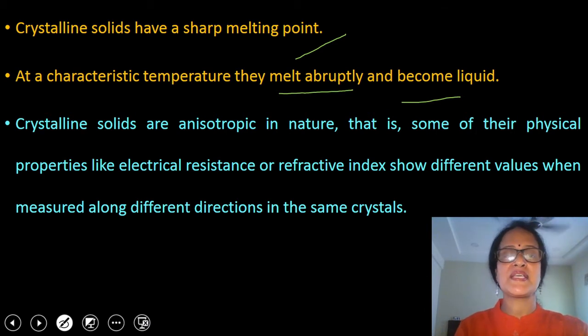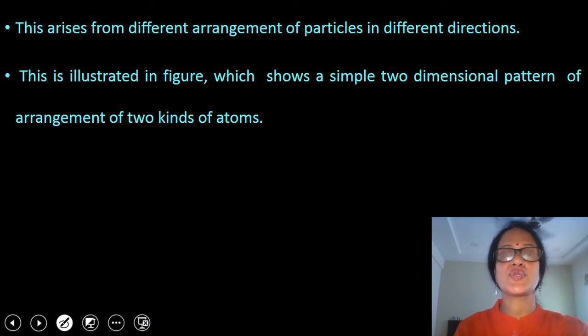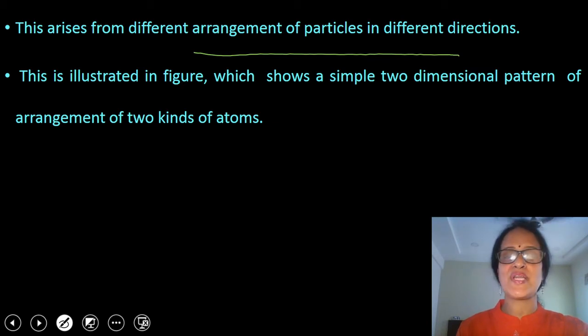One more property is that crystalline solids are anisotropic in nature. Anisotropic in nature means if some of their physical properties like electrical resistance or refractive index are measured along different directions, we will get different values. So what is the reason for anisotropy? The reason is the different arrangement of particles in different directions. I will explain anisotropy with the help of the following diagram.